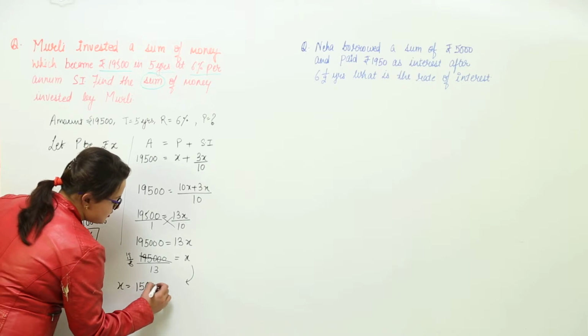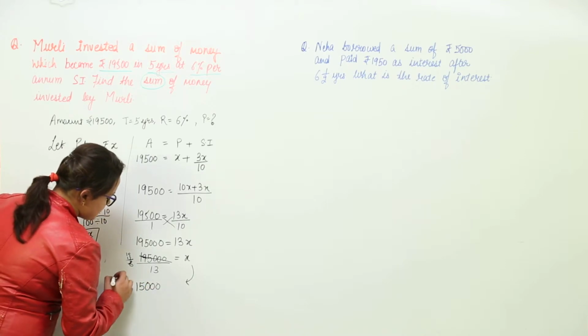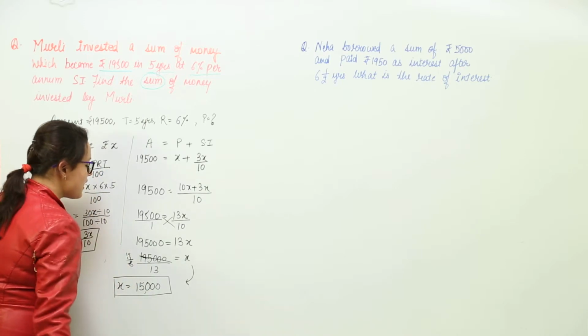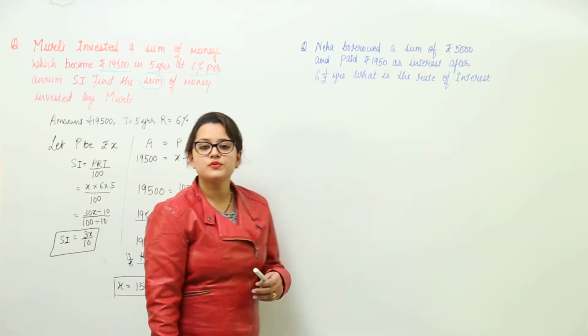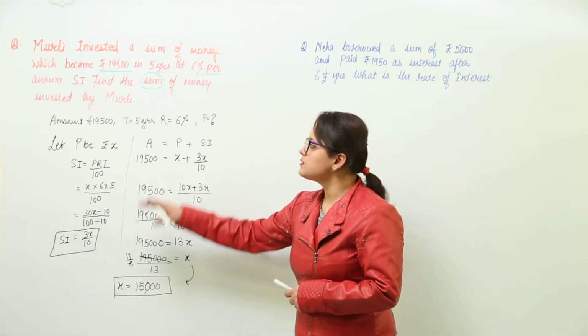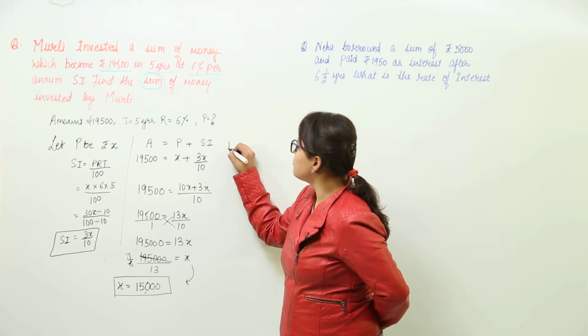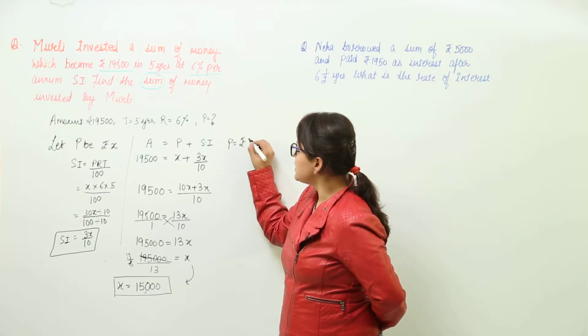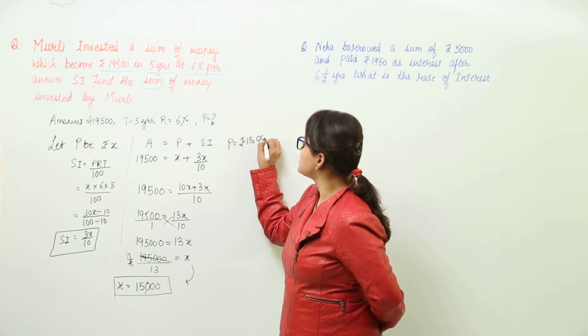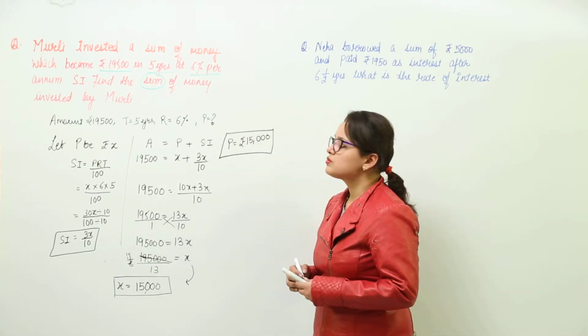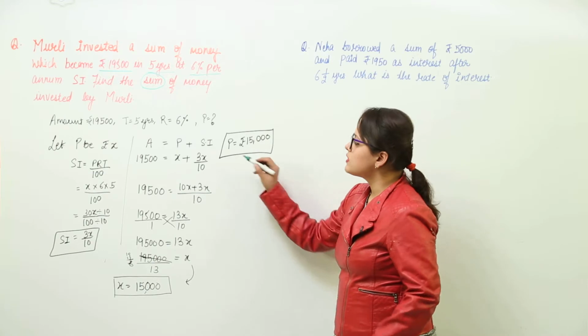So you add 3 zeros as it is. That means the value of x comes out to be 15,000. But as we know, x was assumed to be my principal. So what is the principal invested by Murli? The principal invested by Murli will be equal to rupees 15,000. So that is how you can calculate the principal that is to be found. That was about the first question.